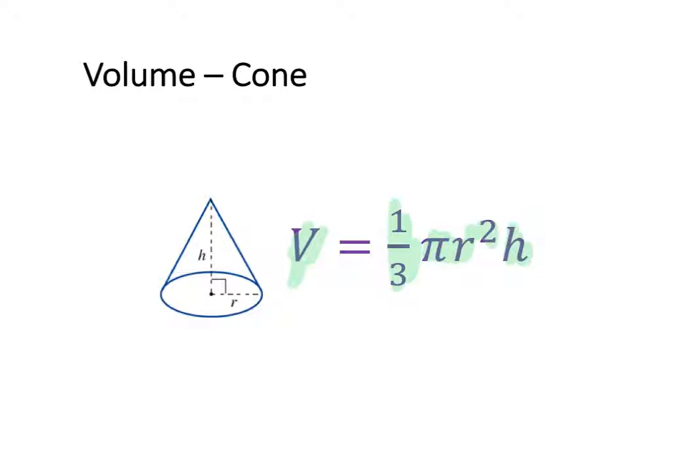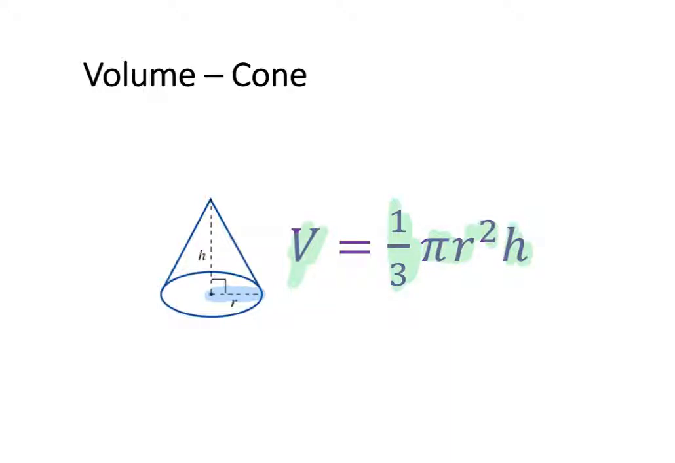Now the key parts of the cone that you need to know to be able to use this formula is the radius. So from the center of the circular base out to the side. Now remember, if they give you the diameter in the question instead of the radius, to find the radius, you need to divide the diameter by 2. You cannot use the diameter with this formula. So the first piece of information you need to know is the radius.